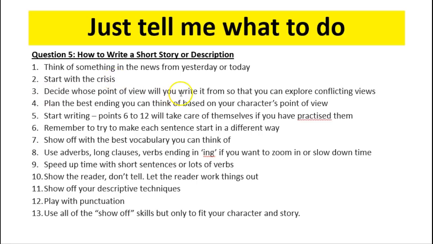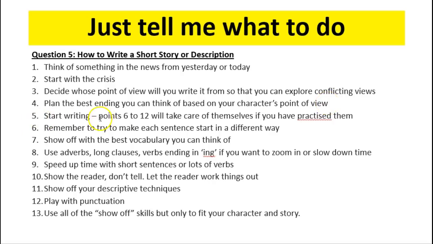Decide whose point of view you will write it from. So he was writing from Mizuko's point of view, but in the third person, so we didn't know if she was going to come out of this well. And that allows you to explore conflicting views. If you just write it in the first person, it's really difficult to see different perspectives. Plan the best ending you can think of based on your character's point of view. So when we go back to that ending, the night terrors had to have a purpose within the context of that character, and that's their point of view. Why are they having these night terrors?